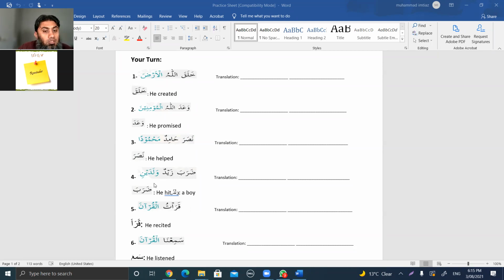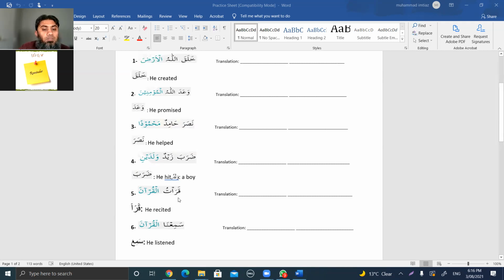Zaid hit 2 boys. Now, Daraba is fail madi. Zaidun is file or doer. Waladaini is maf'ul. Why is waladaini maf'ul? Number 1, when you say that Zaid hit, the question is Zaid hit to who? And we know the information for to who is always your maf'ul. For this reason, waladaini is maf'ul. And second reason is because waladaini, aini, it is your pair column of the Muslim masculine chart. Aini could be nasab and could be jar. In this case, it is nasab. Why? Because it is playing the role of maf'ul. And maf'ul is always in nasab status.